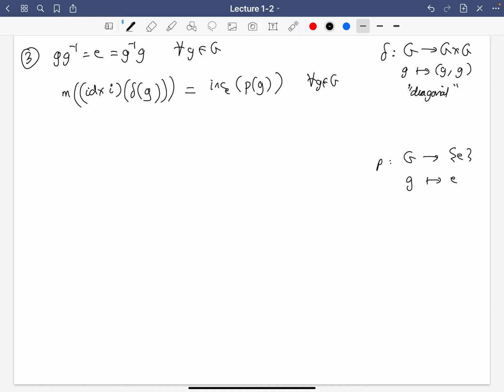Well, how do you tell if two points are equal? They're equal if and only if when you evaluate any function in the coordinate algebra on them, those are equal in the field.